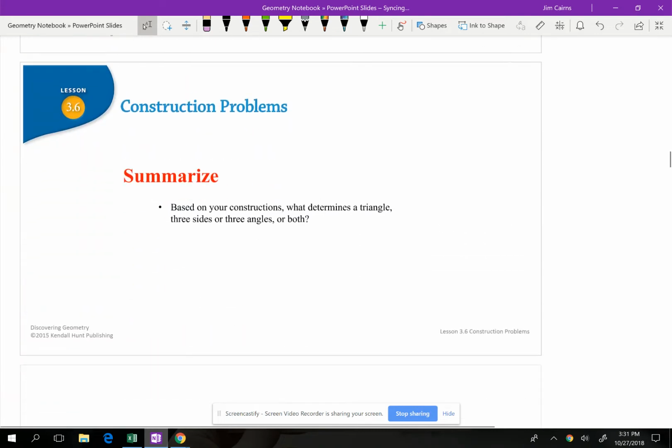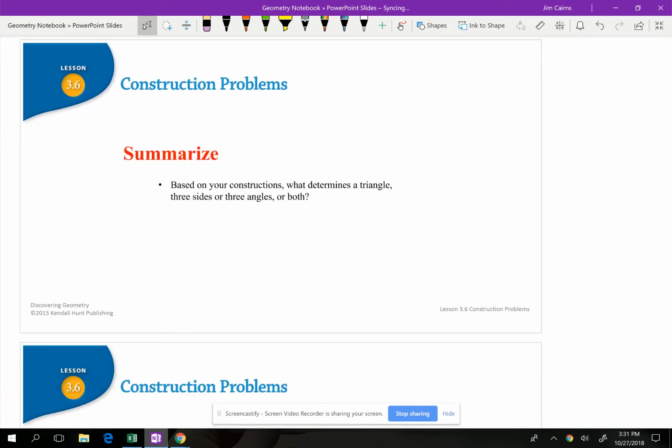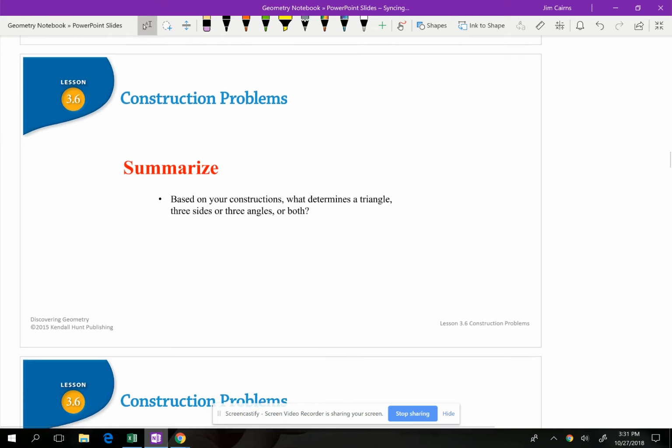All right, so here we go. Based on your constructions, what determines a triangle? 3 sides or 3 angles or both? Well, based on our construction, 3 sides does, not 3 angles.